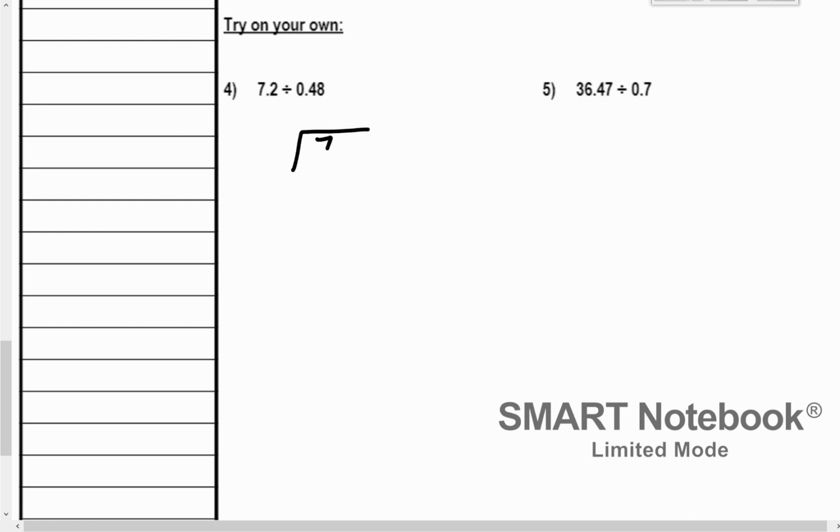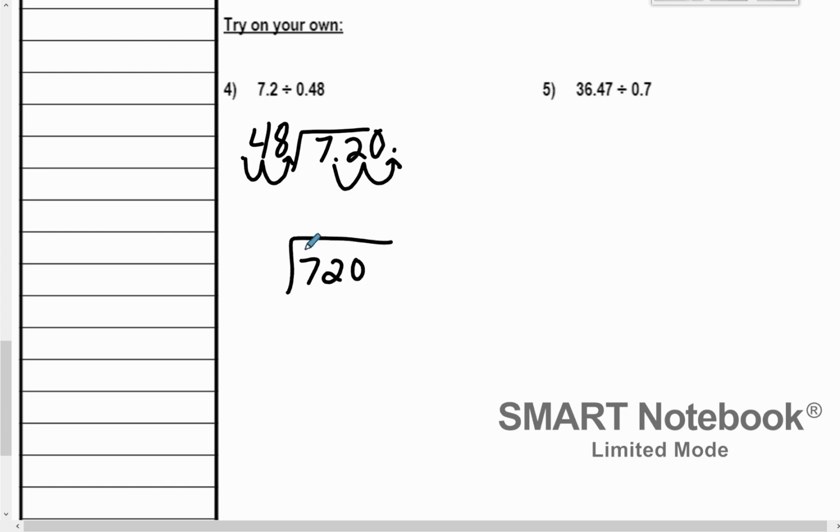Here we're going to have 7.2 divided by 0.48. Move the decimal over twice to make it a whole number. Fill in with a 0. Now we have 720 being divided by 48. 48 goes into 72 once. We subtract.